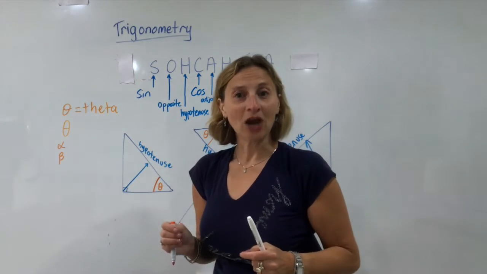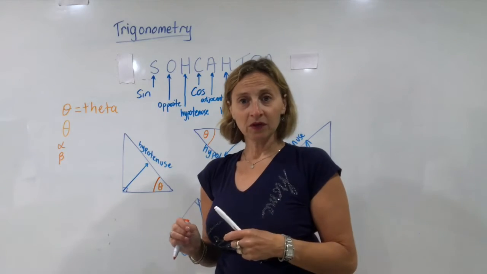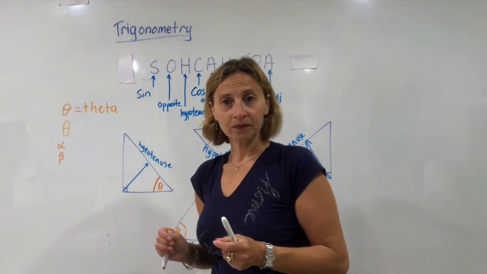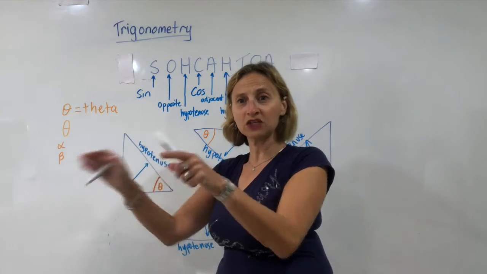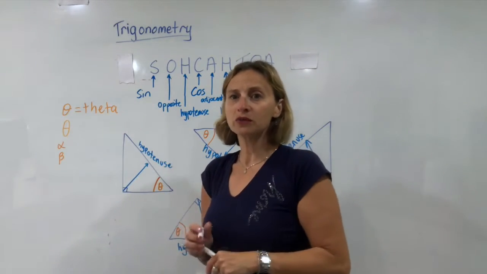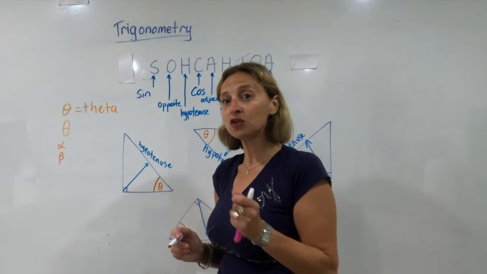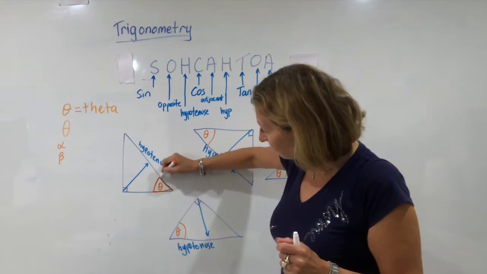If something is adjacent to you, the word adjacent in English means next to. So if somebody is adjacent to you, then they're next to you. If I tell you that two books are adjacent to each other, then those two books are next to each other. So we're going to use those words to help us figure out which side is adjacent and opposite to our angle. This is the angle that I'm talking about.